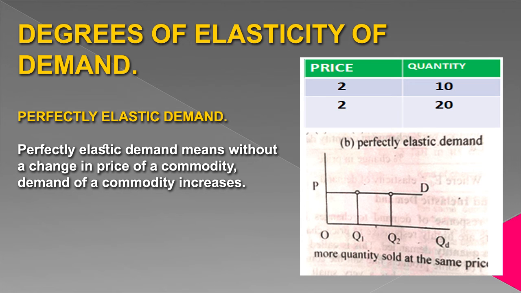In a graph, we can show it. You can see price is OP, quantity demanded is OQ1. Price remains the same, quantity demanded increases to OQ2. When we join these points, we get a line that is demand curve, and it is parallel to x-axis, perfectly elastic demand. There is no change in price, but demand is increasing. It is perfectly elastic demand.